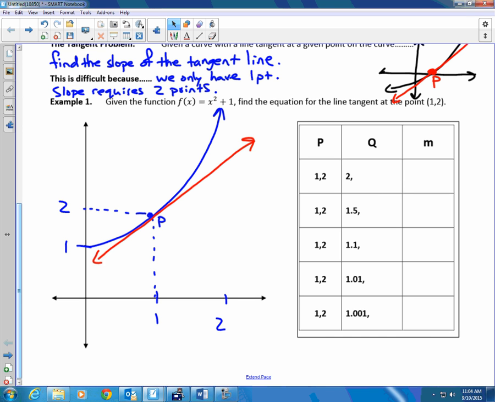Now, I'm going to show you a way today that we can figure that out. It's not the easy way, but it brings up an idea that we need to talk about in calculus in order to make calculus work. So, instead of finding the slope of that line right now, I'm going to create a second line.